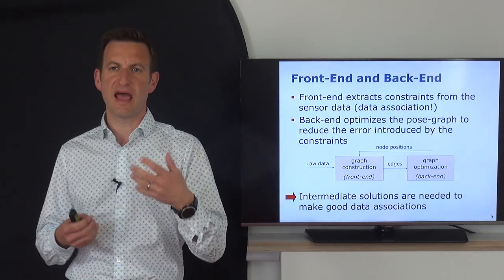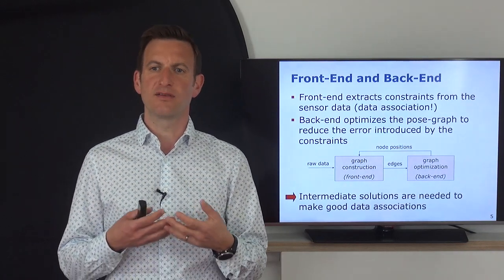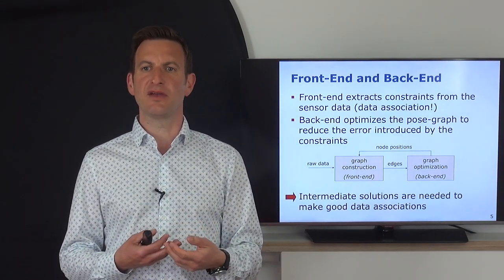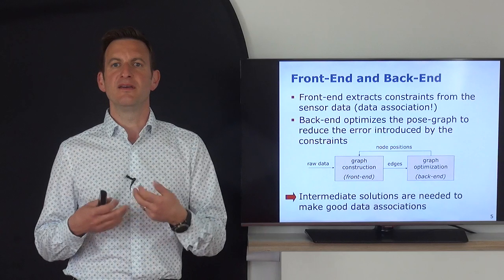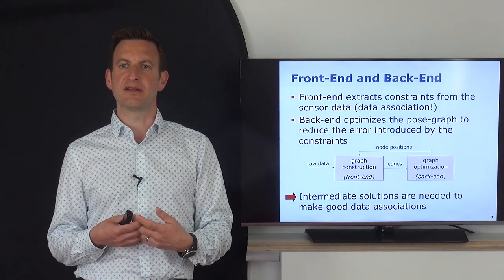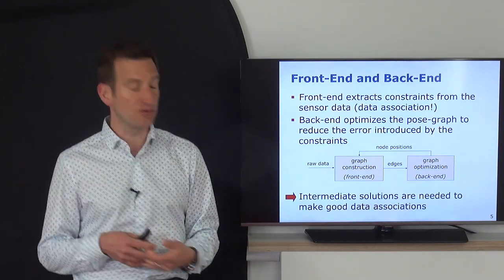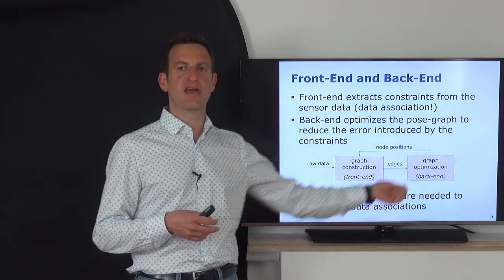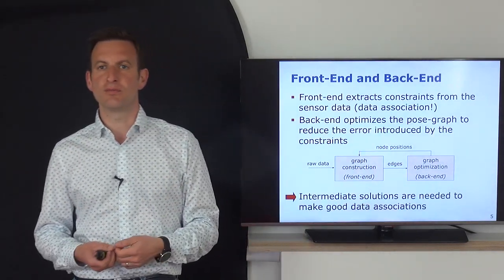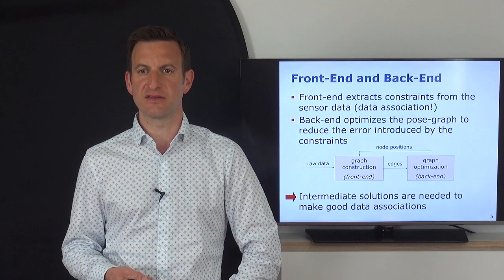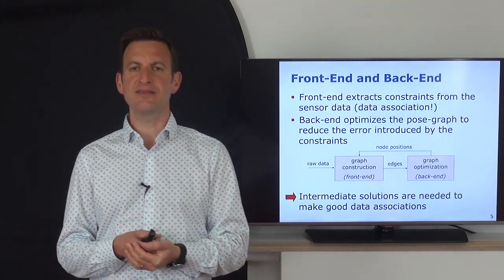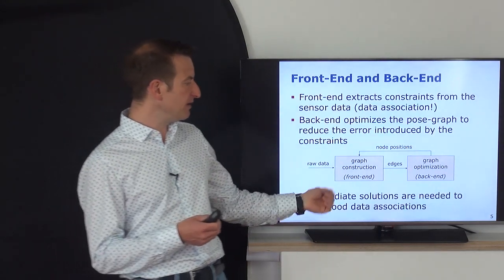But if the front end actually has a better map, it's also likely that it will make better data associations. So it can exploit the steps of the optimization in order to make better data associations. With better data associations, we will get better maps. And so it's a cycle which has the potential to improve the map and improve the data association at the same point in time. As a result of that, we typically need intermediate poses.